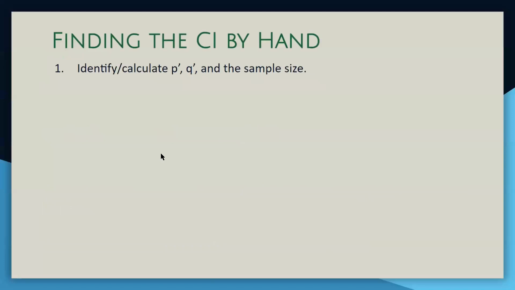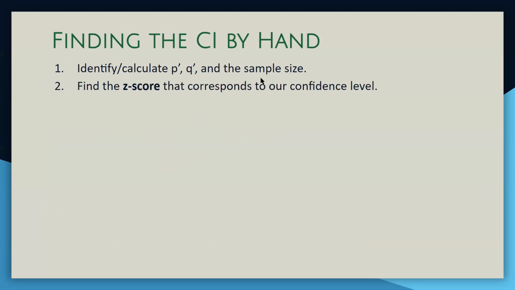So for finding it by hand, we're going to start by finding or calculating p prime, q prime, and the sample size. We're then going to find a z-score that corresponds to our confidence level. So we're back to inverse normal, table E, standard normal approximation.